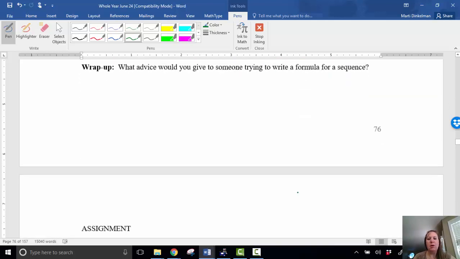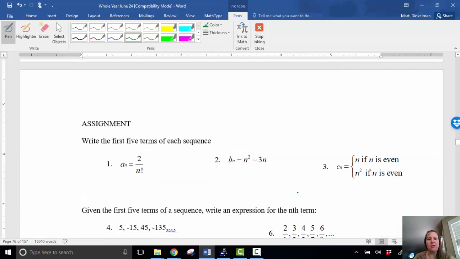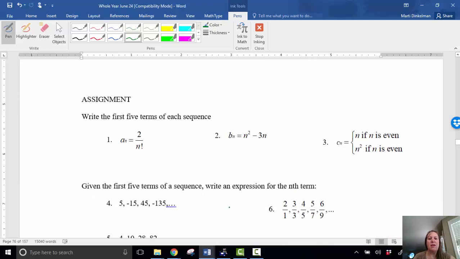Okay, so go ahead and get going, trying to write your first 5 terms, and then writing your general terms and finding whether a sequence will converge or diverge.